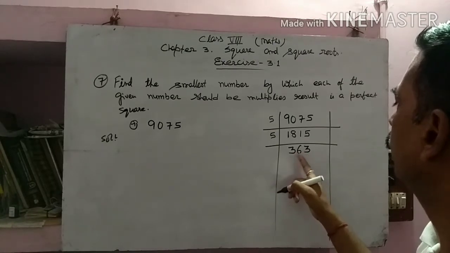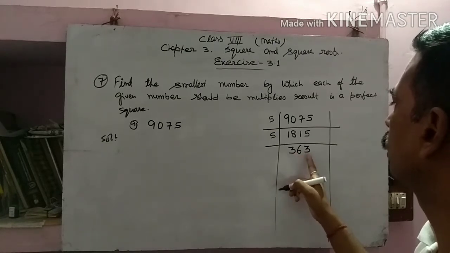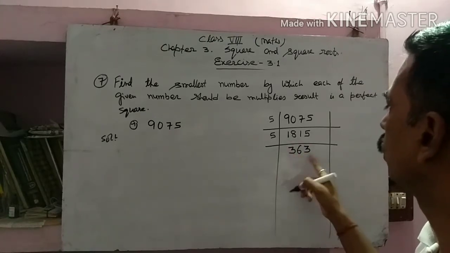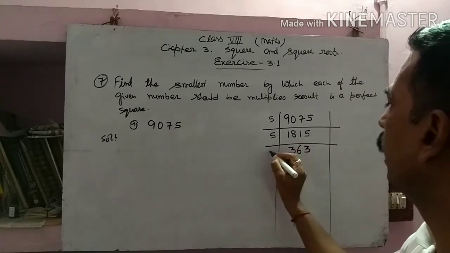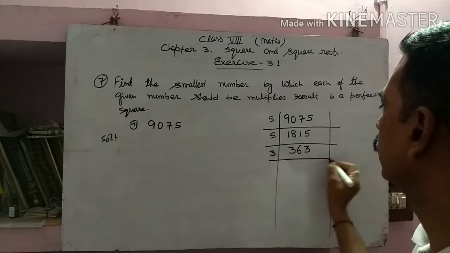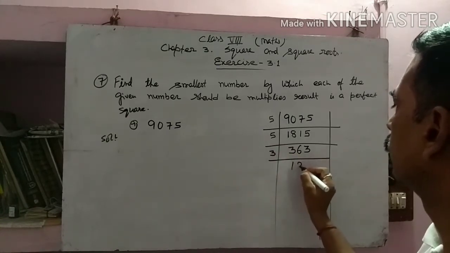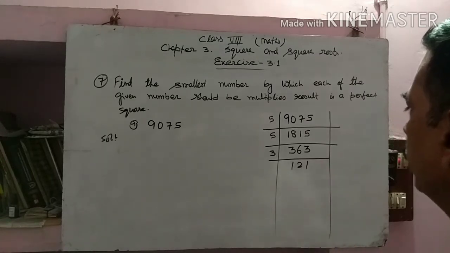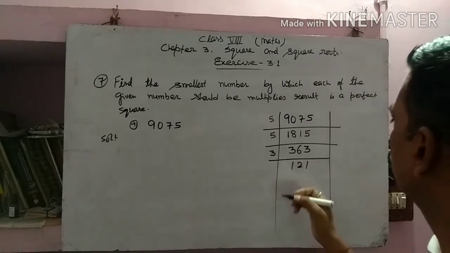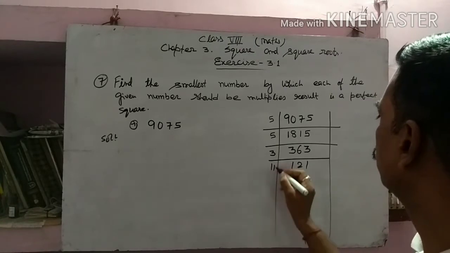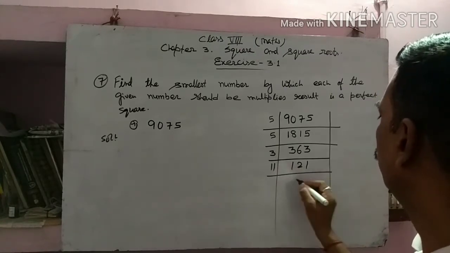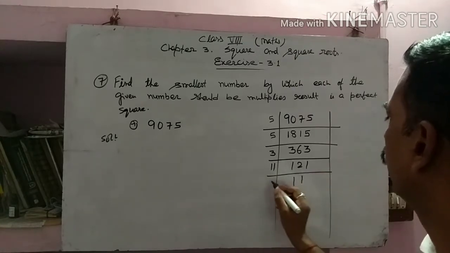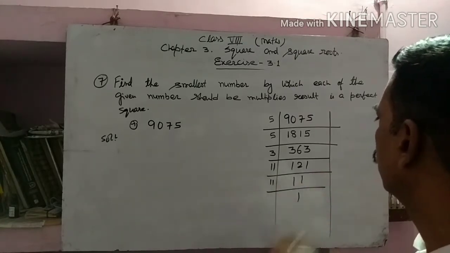So what remains is 3 6 and 3. 3 plus 6 is 9, plus 3 is 12. So 12 is divisible by 3, which means this number is also divisible by 3. So we divide this number by 3, which gives 3 times 1 is 3, 3 times 1 is 3. Then we divide the remaining number by 11: 11 times 1 is 11, and 11 times 1 is 11. Again 11 times 1 is 11.